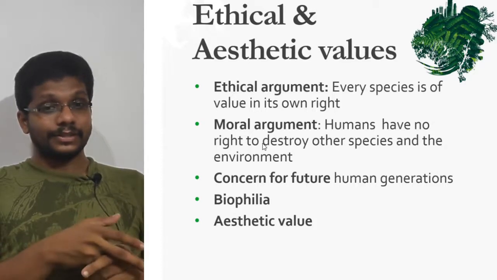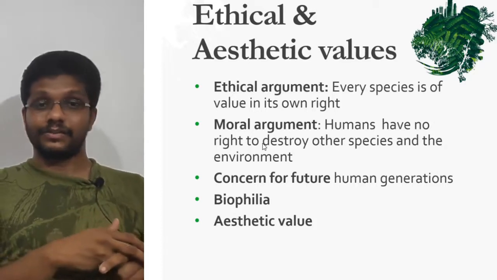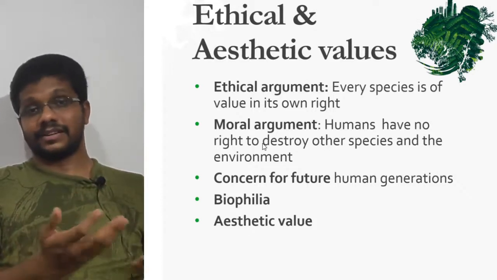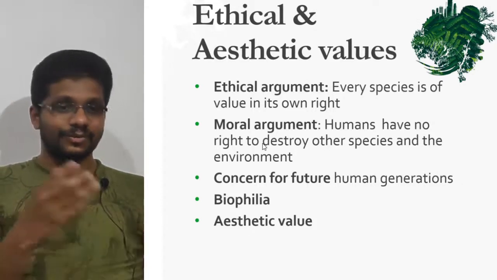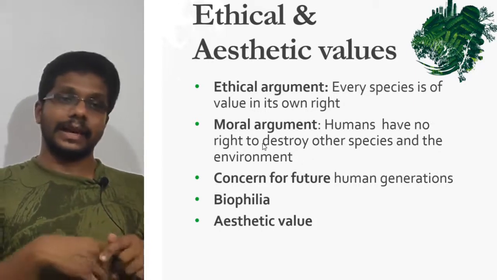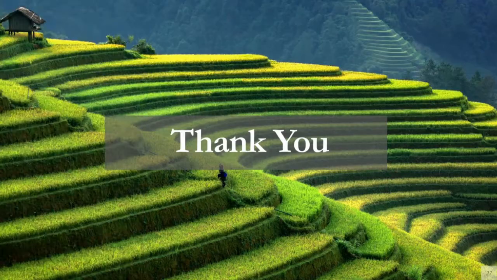And aesthetic values, I don't have to explain what the aesthetic values of nature are. A wild mountain range, or a beautiful flower, or a noble elephant. All of these things remain as the aesthetic values of the ecosystem. In this video, we have talked about the values of ecosystem. We have economical values, ecological values, and ethical and aesthetic values of ecosystem.